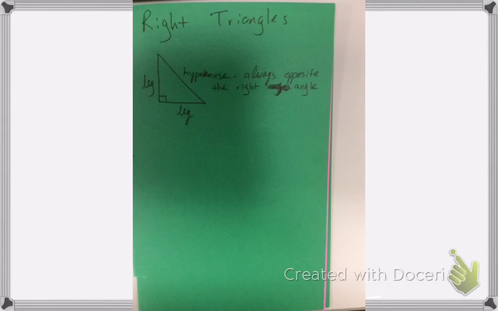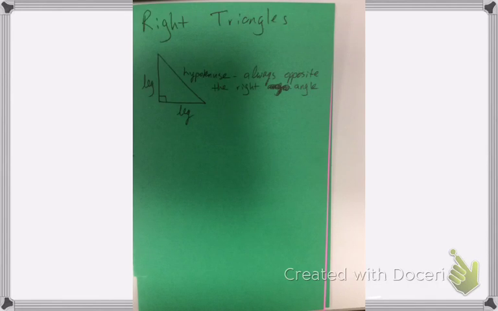Hello everybody, and welcome to your introduction into right triangles. Now in class, we made what's called a foldable. We made a book that we're going to call our right triangles book. And you're going to want to make sure that you get that made when you get to class if you haven't done so already.